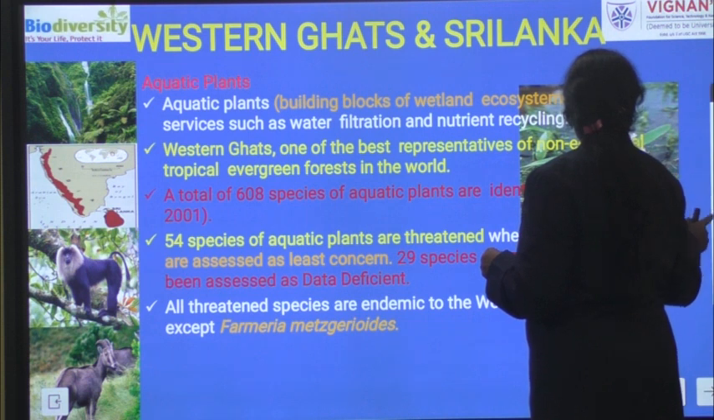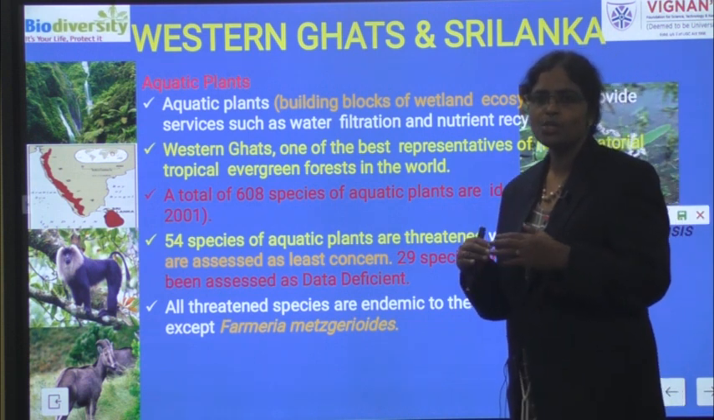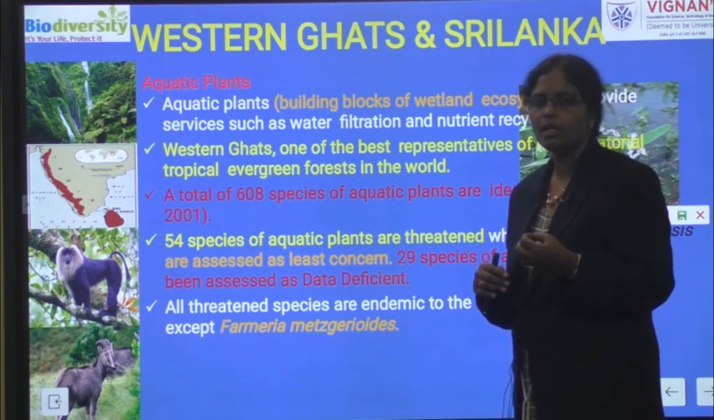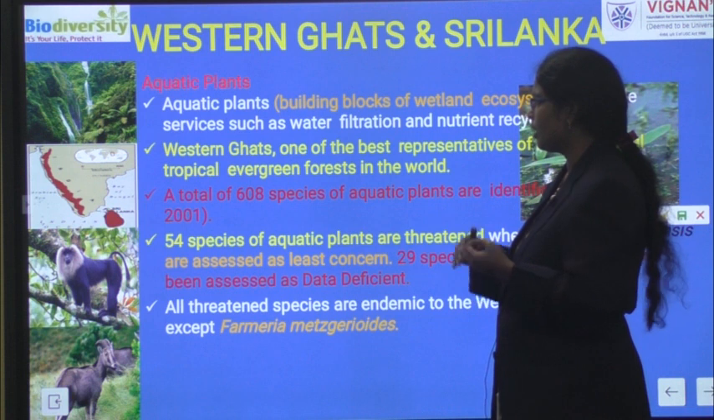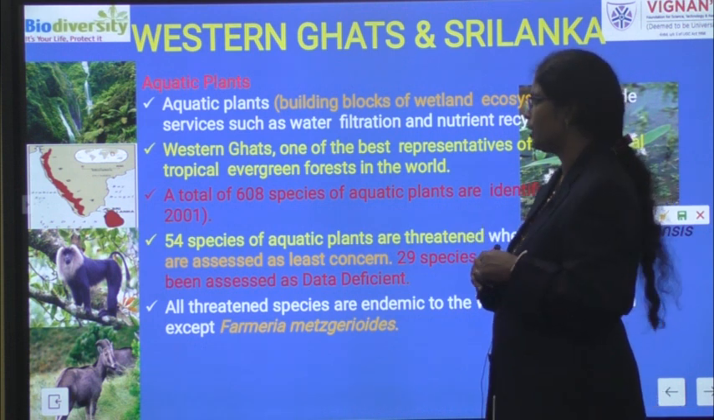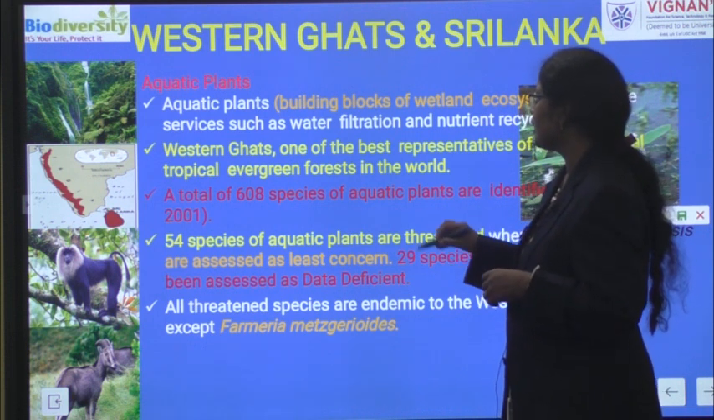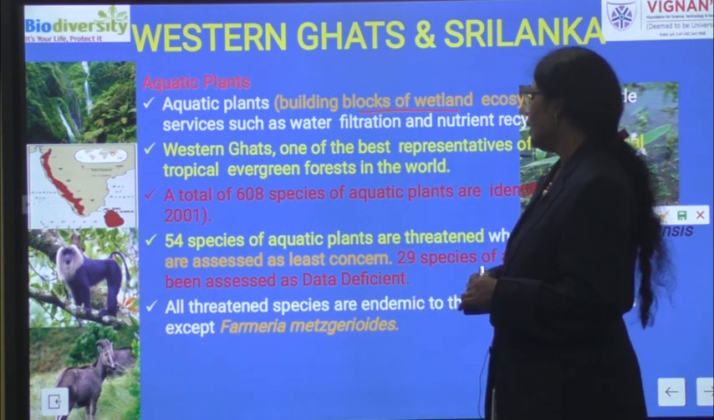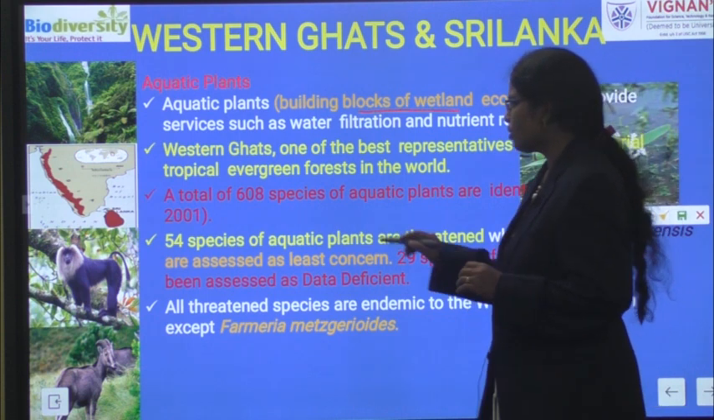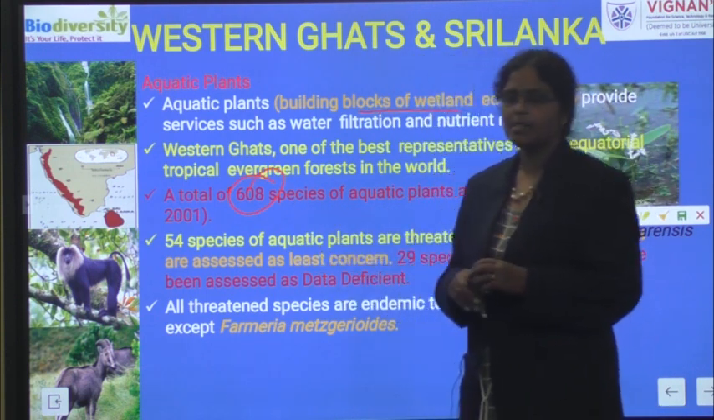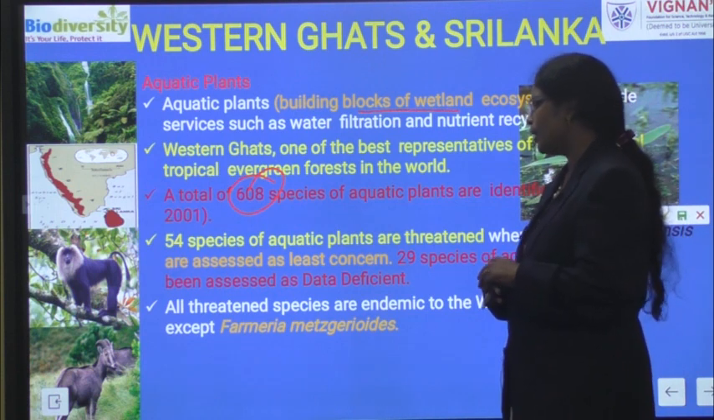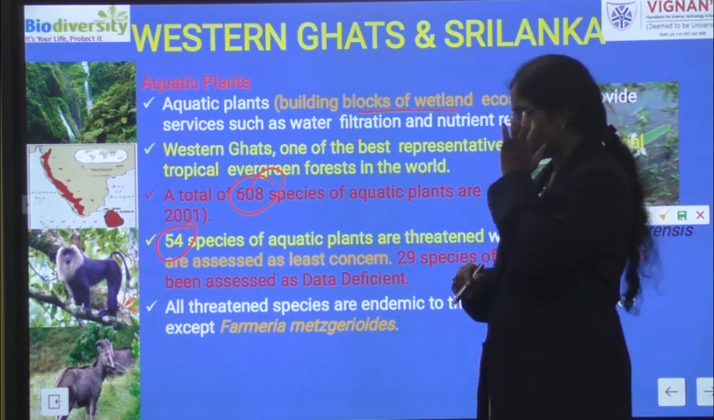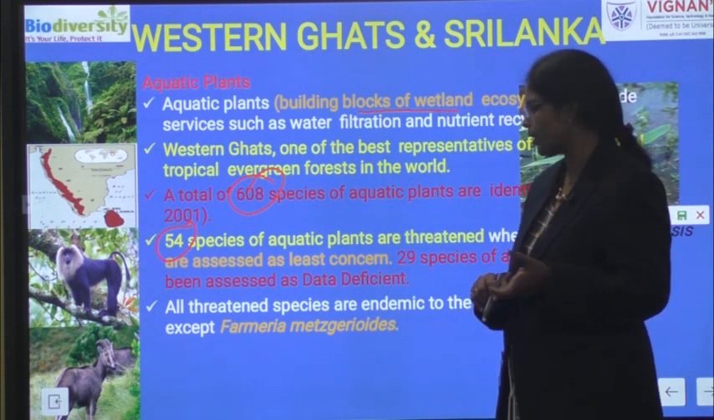The aquatic plants grown in this region are rich in metabolites and bioactive compounds used for medicinal purposes, in the Ayurvedic system. These aquatic plants are the building blocks of the wetland ecosystem. Here 608 species of aquatic plants have been identified, and of these, 54 species are in the threatened category. That means their population is going to decrease.